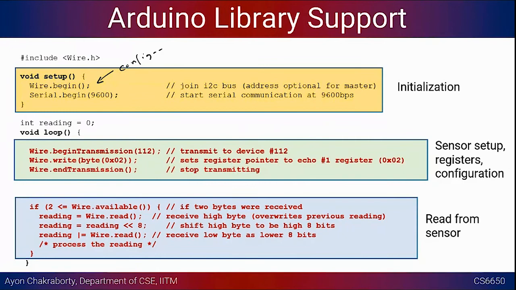Then initially you have to do some kind of sensor setup. If it is only one time, you can do it in setup, or if you want to change the setup every so often, you can keep this configuration inside the loop also. You request by giving the address. Let's say this is the address of your sensor. You write something to the sensor so that it knows where to receive data from.